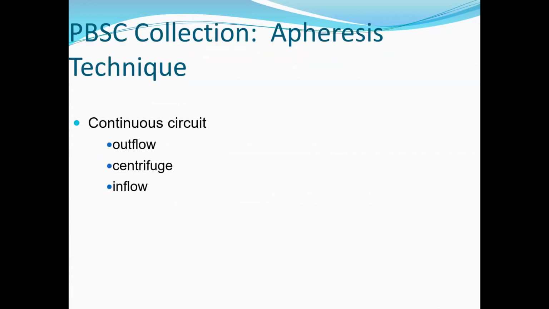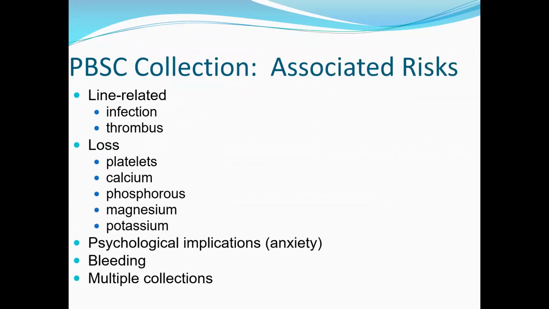So PBSC collection apheresis: a continuous circuit with outflow, catheter, and inflow. That one picture is not there. PBSC collection is associated with risks: line-related infection or thrombus. They will lose platelets, calcium, phosphorus, magnesium, and potassium, and some patients will have psychological implications like anxiety. Bleeding will be there, especially if there are multiple collections.